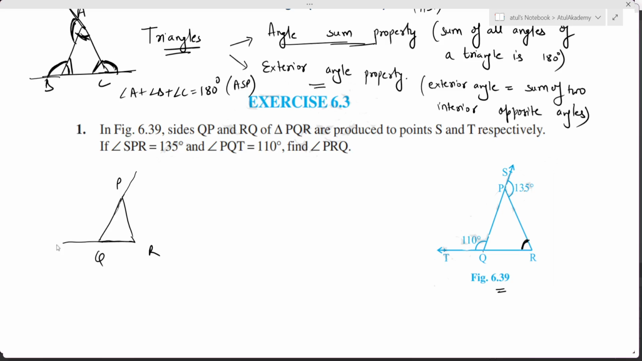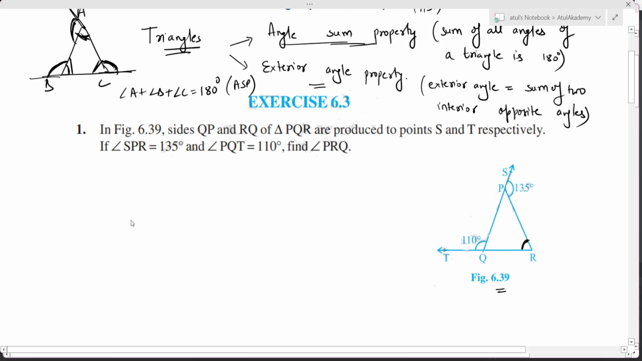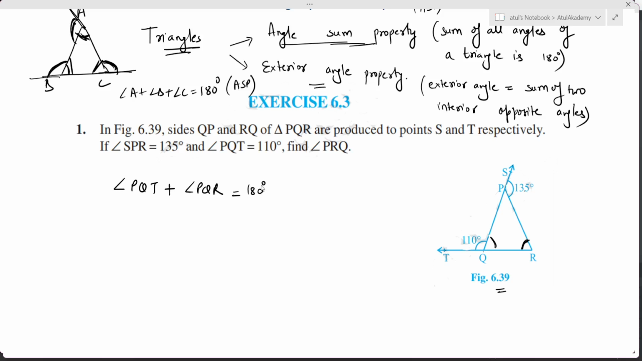First, try to do it on your own. If you are not able to do it, then see the solution. Pause the video and try on your own. Now let us start how to do it. We see there are exterior angles given over here, and I can find this angle from here because it is a linear pair. So I'll write PQT plus PQR is equal to 180 degrees.